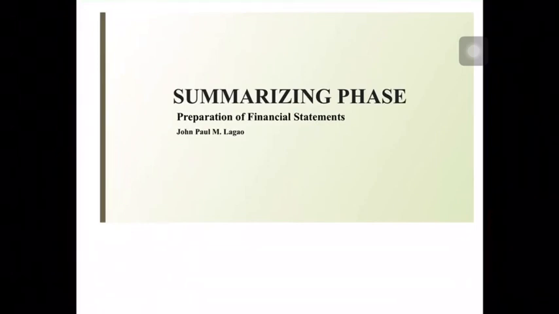So finally, we could already move on in discussing the topics that we are supposed to discuss under this course. As I've discussed during your orientation, this course is generally divided into two parts. In the first bulk of this course, we will be discussing the summarizing and the interpreting phase of your accounting process. In addition to that, I will also teach you how to prepare later on a bank reconciliation statement. And of course, the last bulk of this course is taxation in relation to accounting.